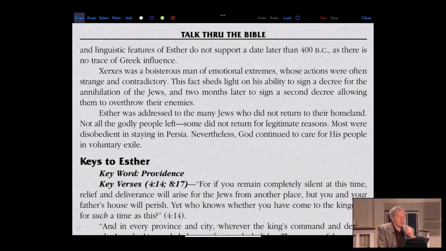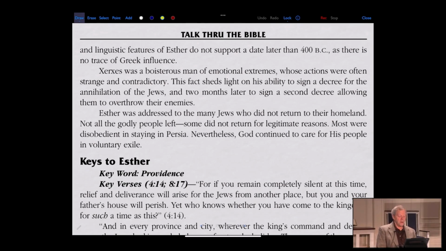I mentioned here that Xerxes was a boisterous man of emotional extremes, whose actions were often strange and contradictory. We know this from Herodotus' account, but we know this from this text as well. This sheds light on his ability to sign a decree for the annihilation of the Jews, and then 2 months later to sign a second decree allowing them to overthrow their enemies, you see. And again though, God's purposes are achieved through this quality of this man. And so it's intriguing how all things work together in ways you could never have guessed.